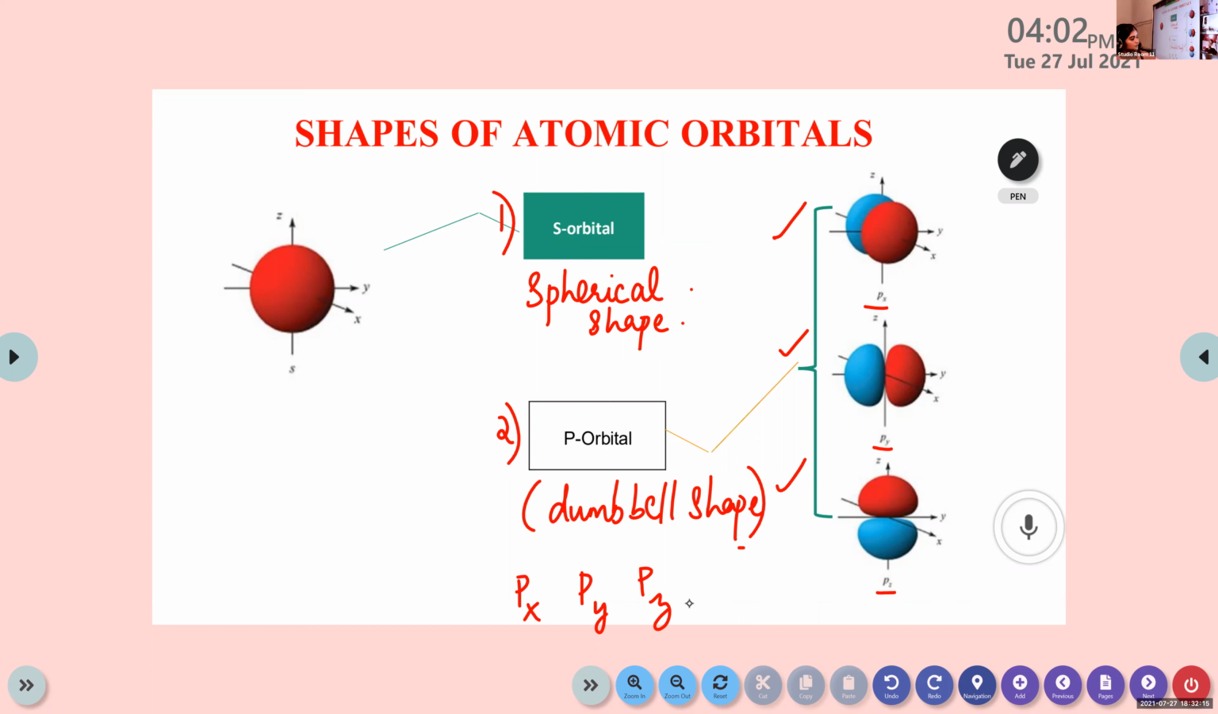Have you completed this one? Yes, ma'am. So px, py, pz are the 3 types of orbitals formed by the p orbital. Okay. Shall I move to the next one?